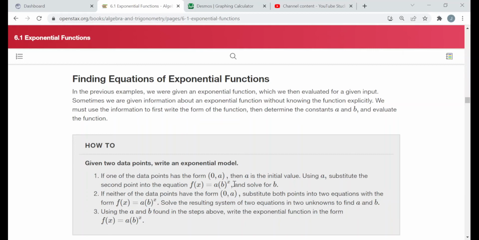Our goal is basically just going to be, given information, find a and b. If you know the value of a and the value of b, you've got your exponential function. That usually only requires 2 points on the function, 2 ordered pairs, 2 pairs of inputs and outputs. There's a little how-to you can read here, but I'm just going to go over some examples myself.